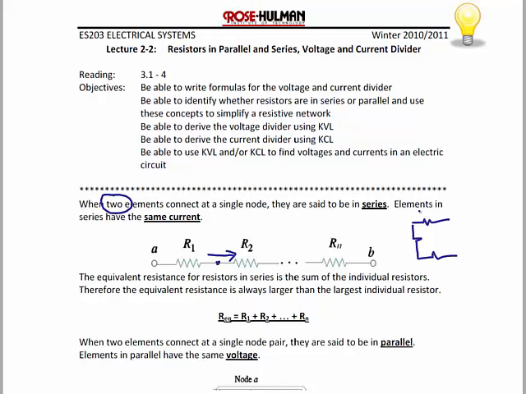Here we have three resistors. Let's say a 2 ohm, a 3 ohm, and a 5 ohm resistor. They're definitely in series because only two of them meet at each node. The equivalent resistance seen, RAB, would then be 2 plus 3 plus 5, or 10 ohms.